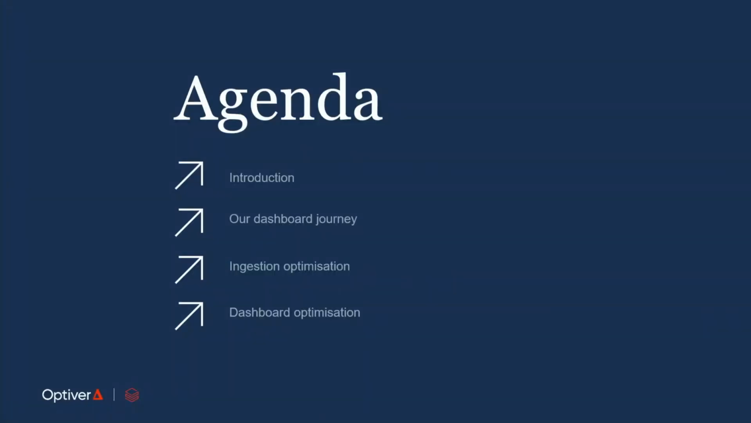So I'm going to give you a bit of an overview of what I'm going to talk about today. First, I'm going to give you an introduction about Optiver, about who we are. Then I'm going to talk a bit about our dashboard journey and how we came about this project. Then I'm going to talk about various optimization techniques that we have done to improve user experience. First is on the ingestion side, then after that is on the dashboard side.